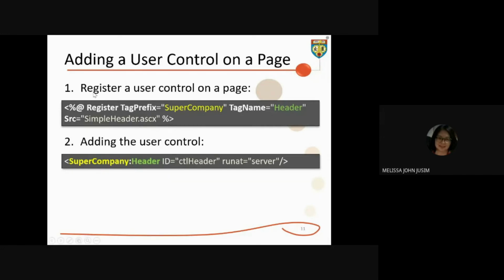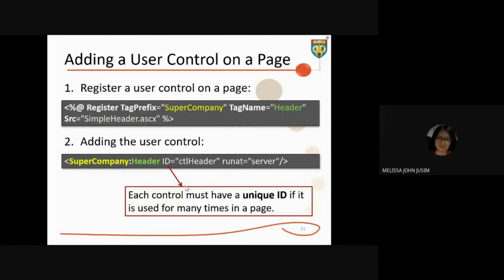Once you register the user control on the page where you want to add it, then the next step is you add in your user control by using this user control element. You start with the tag prefix, followed by a colon, followed by the tag name. And then as for the ID, make sure you use a unique ID, because you will be using it in your programming logic afterwards. Make sure that it is the same one, a unique ID.